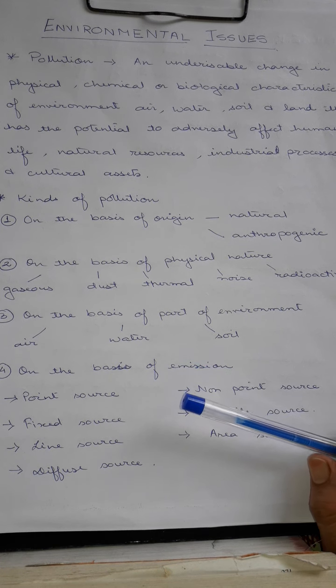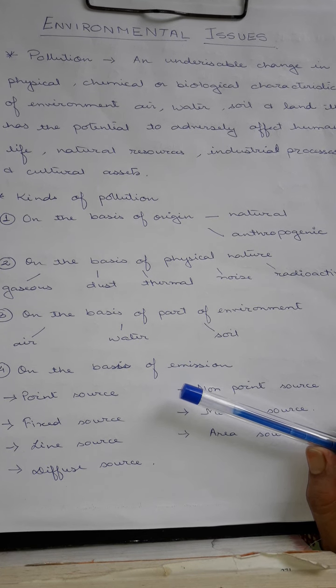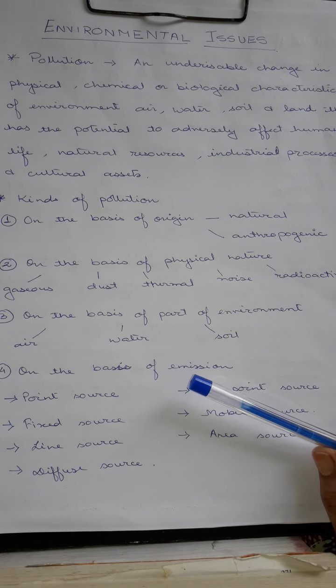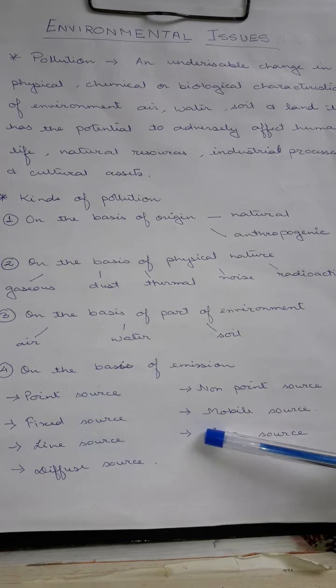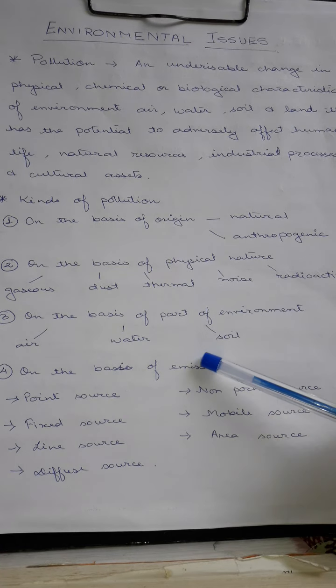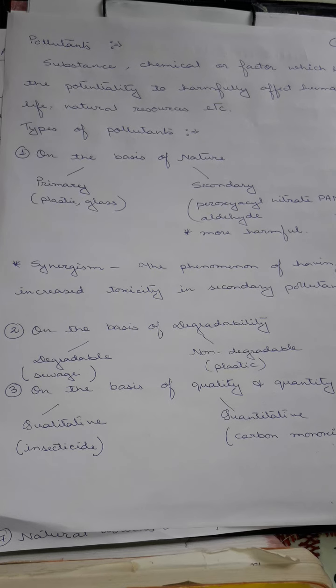So these are the different sources on the basis of which pollution can be caused. That means these are the different emission methods through which pollutants will come and contaminate the environment. So these are the different kinds of pollution that occur on the basis of different sources.